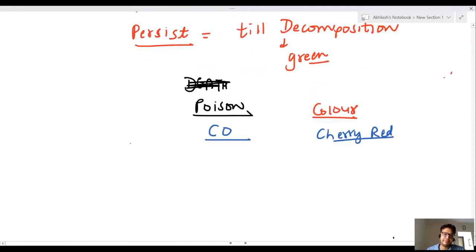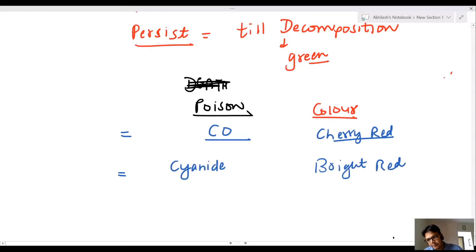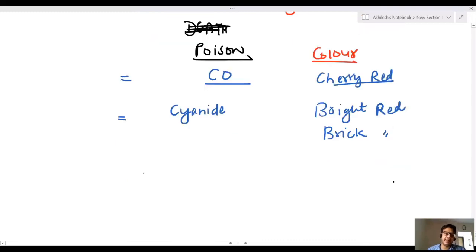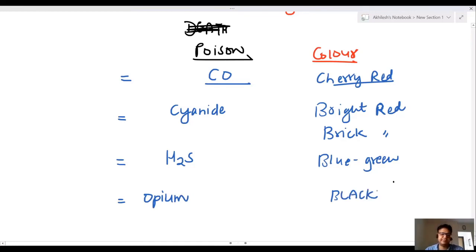In cyanide poisoning, cyanide forms cyanohemoglobin. Bright red color, bright red or brick red. Hydrogen sulfide poisoning, H2S, forms sulfhemoglobin, bluish green color. Opium poisoning, black color of postmortem stain.